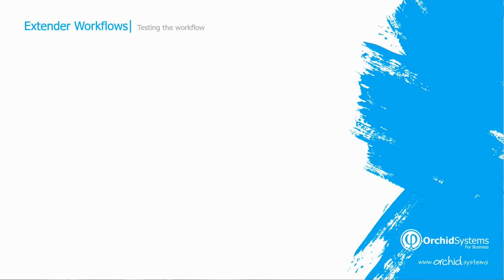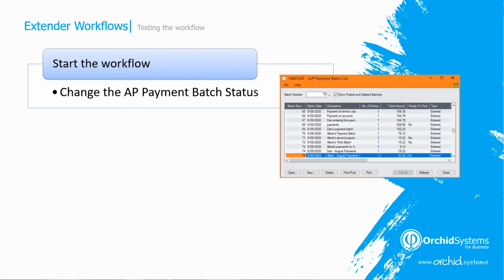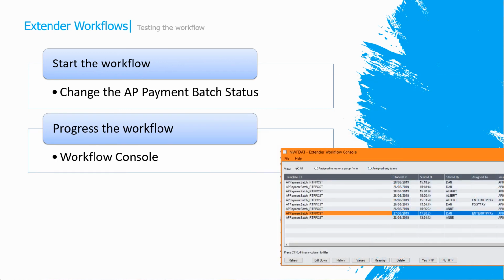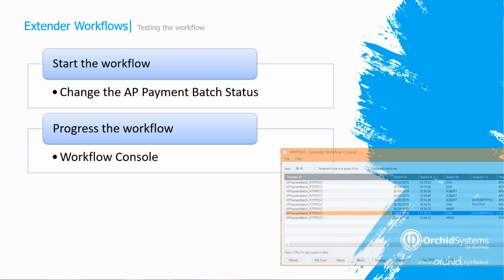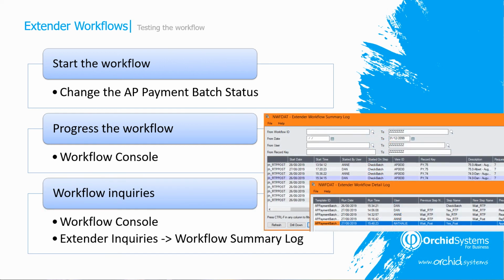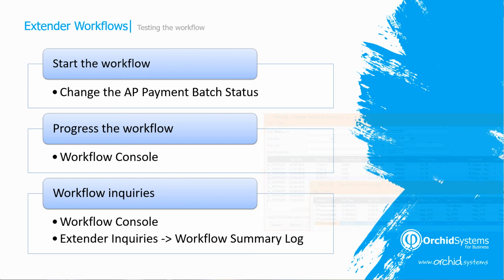And after doing that setup, we went ahead and started the workflow by changing the AP payment batch status. We progressed the workflow by using the workflow console. And we did inquiries into the workflow by using the workflow console and using the workflow summary log.